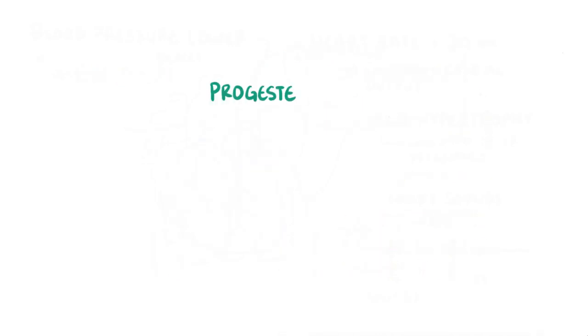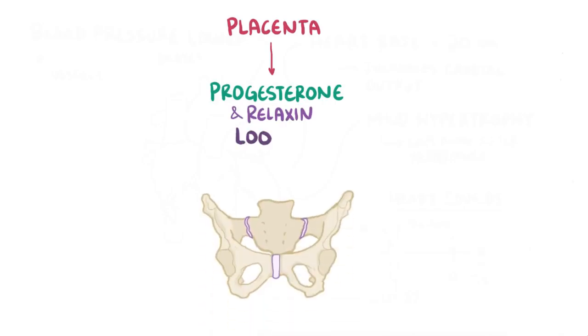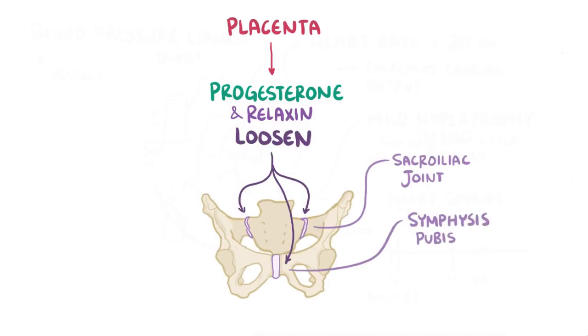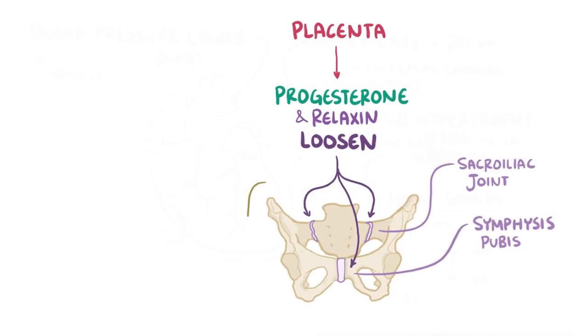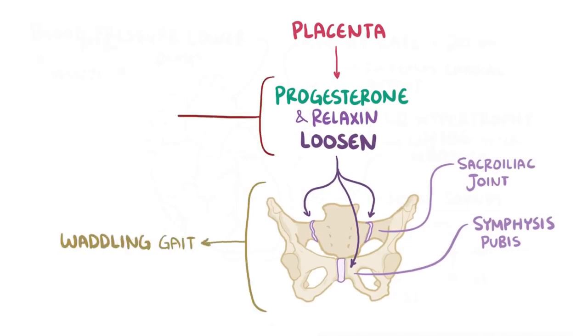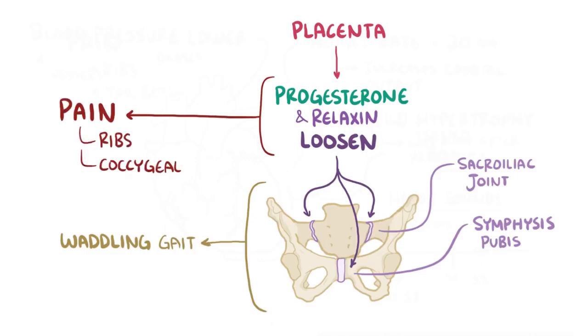In addition, progesterone and relaxin, another hormone produced by the placenta, both loosen ligaments around the sacroiliac joints and symphysis pubis, in preparation for fetal passage through the birth canal. This results in the waddling gait sometimes seen during pregnancy, and these two can also cause pain in other joints, like those of the ribs and coccygeal or tailbone, all from shifting ligaments.